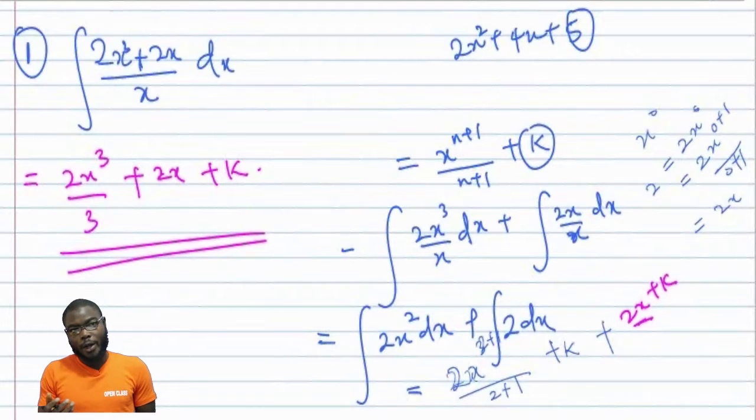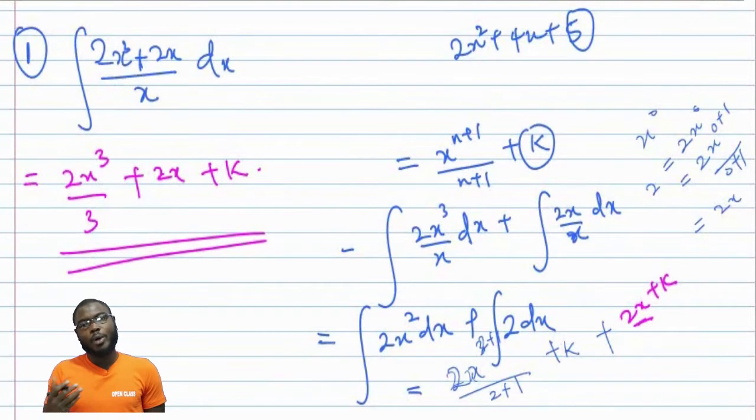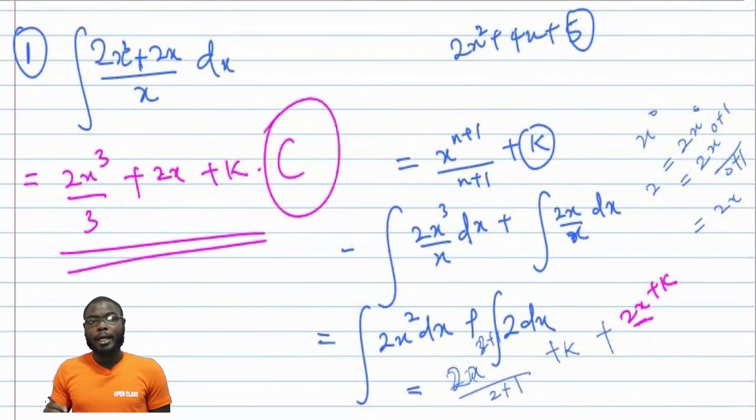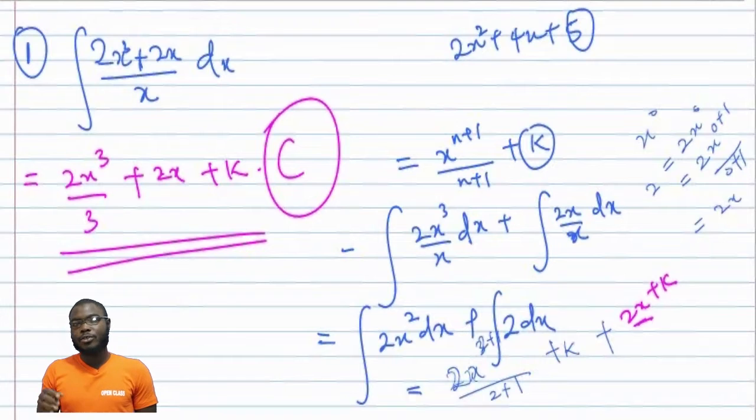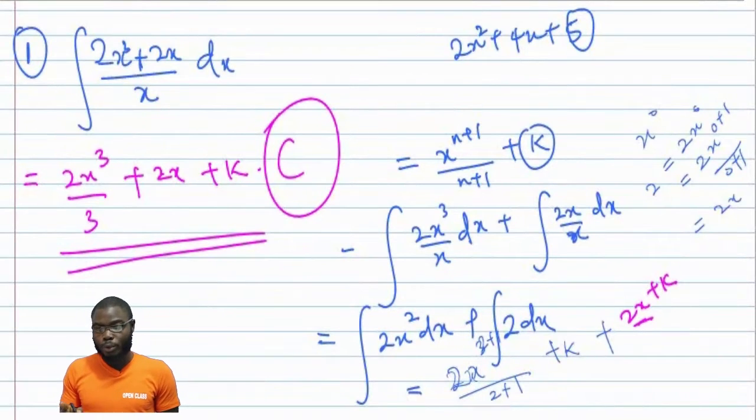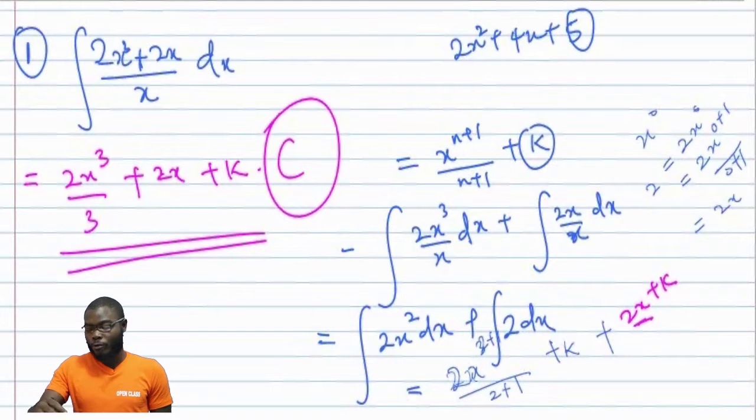Now, if you look at your options, you have option A, 2x cubed over 3 minus 2x plus k. Option B says x raised to the power 3 plus 2x plus k. And option C says 2x cubed over 3 plus 2x plus k. That is it. Option C. And then your D says x raised to the power 3 minus 2x plus k. But remember, I always told you, it's a function of the concept, not A, B, C.